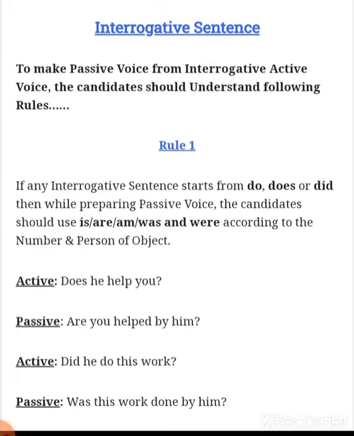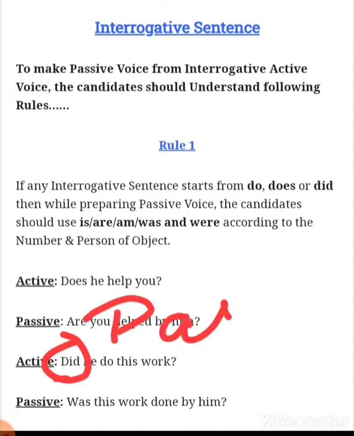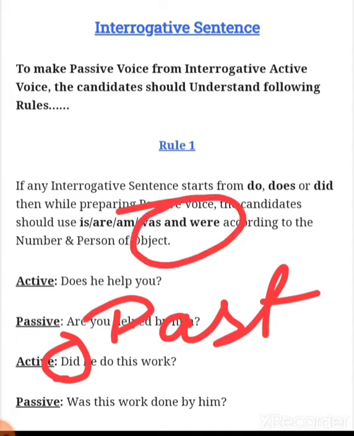Next, let me give another example. Did he do this work? Here, you can look at this word "did" and understand that it is written in simple past tense. So in simple past tense, what we will be writing, I told you, is was or were. Very simple, only was or were. So he is the subject, this work is the object. So the object will come over here, and the subject will go over here.